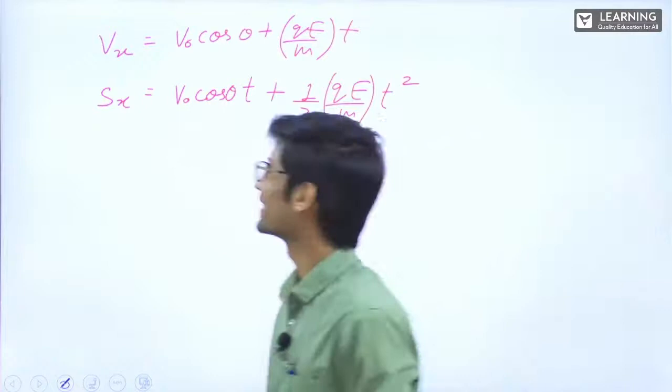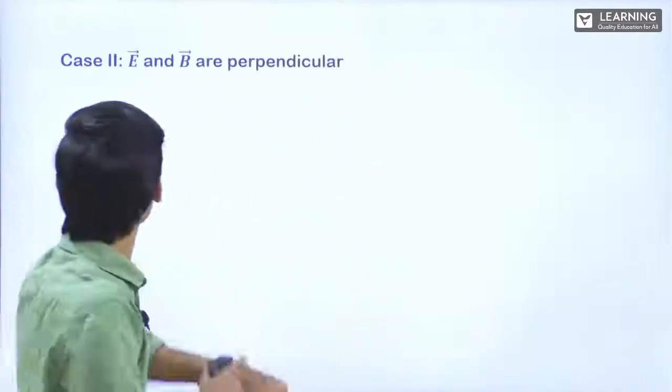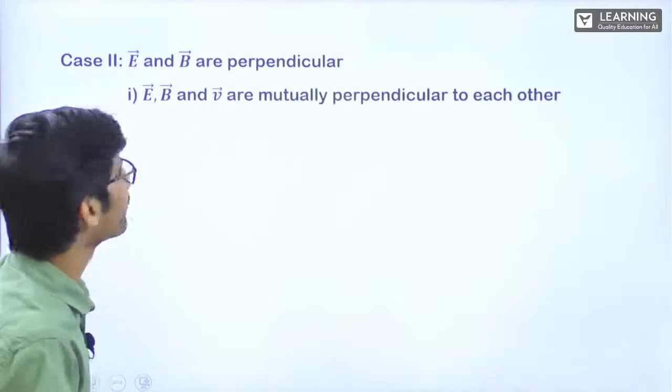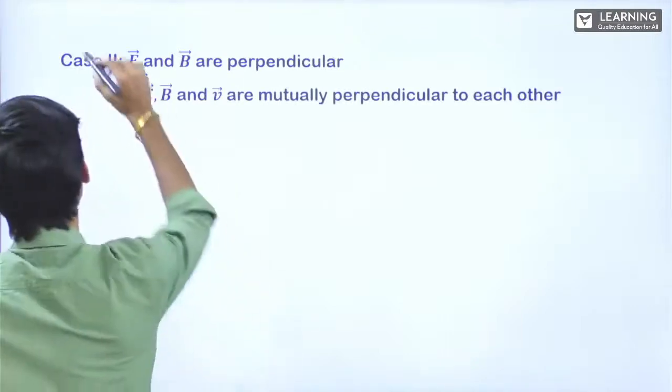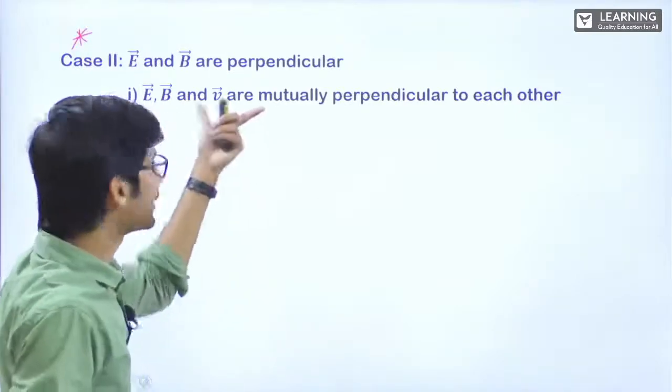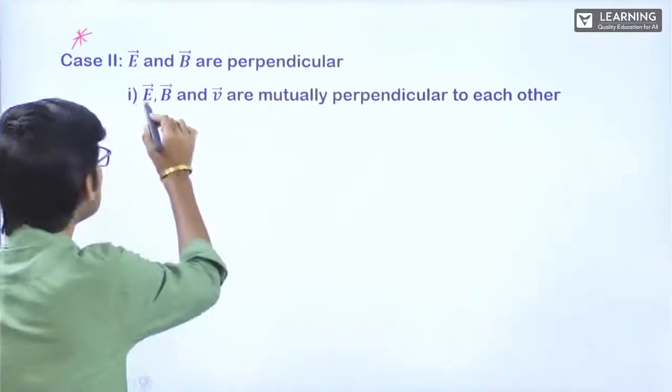Done. Next. E and B are perpendicular. Now this is something which is very, very important. This is there in your boards. E and B are perpendicular. Now the first case is there in your boards.